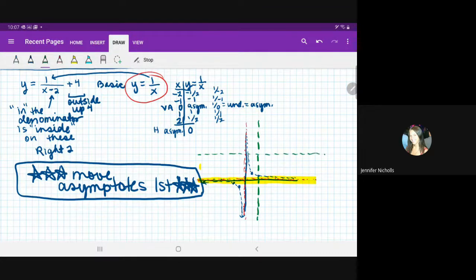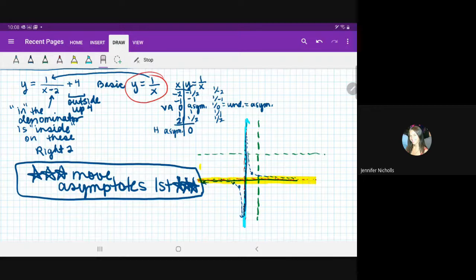So the yellow moved to the green, and the blue, I think this highlighting will help you. You don't have to highlight yourself, but the blue moved over to become the green vertical asymptote, and the horizontal asymptote moved up. Okay, so the yellow moved up. It also moved to the right, but it doesn't really do anything. And then the blue vertical asymptote moved to the right too.